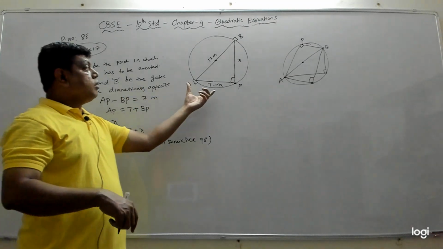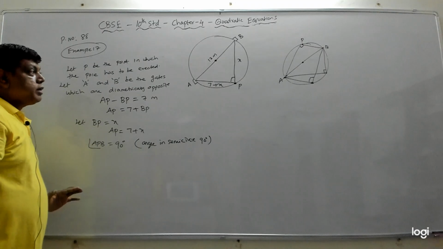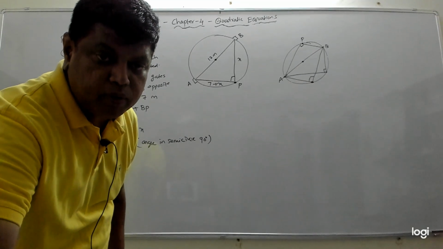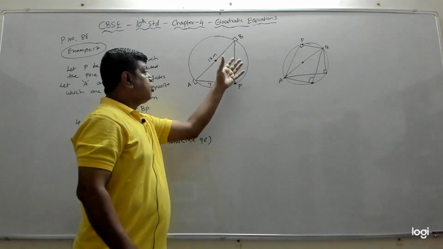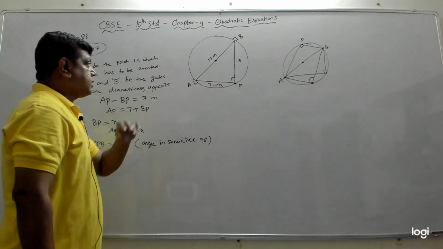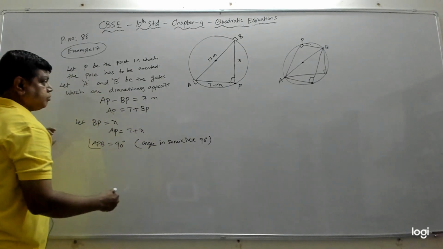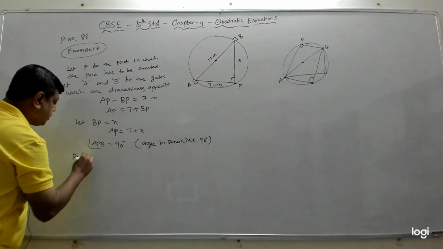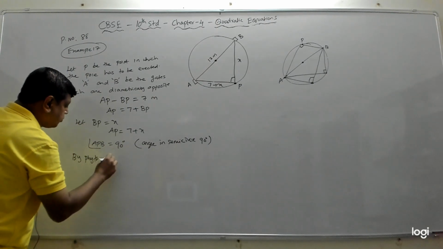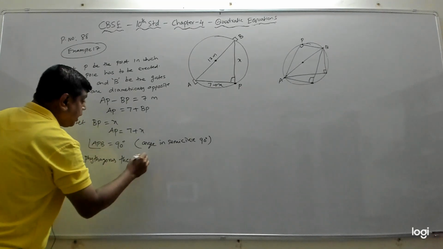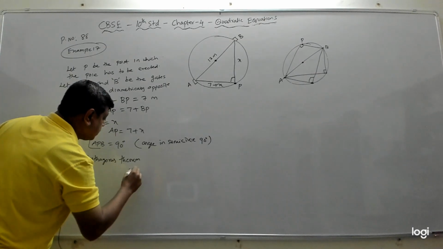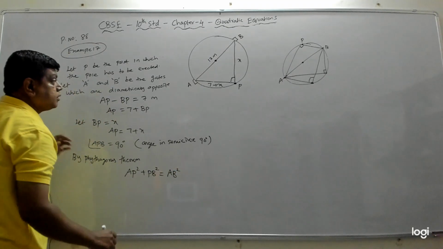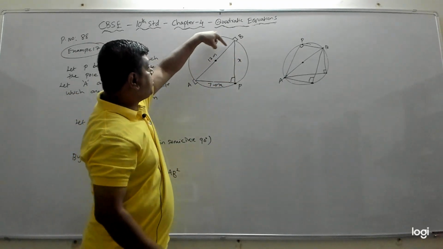So once it becomes 90, we can apply our Pythagoras theorem. Once we know it is 90, we can apply Pythagoras theorem, and we can find the value of X. Now what does Pythagoras theorem say? This is 90 degrees, so the square of the hypotenuse is equal to the sum of the squares of the other two sides. So by Pythagoras theorem, what we have is AP square plus BP square equals AB square. This side square plus this side square will be equal to the hypotenuse square.